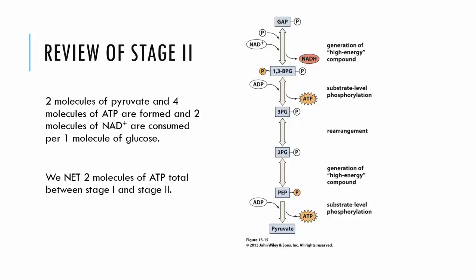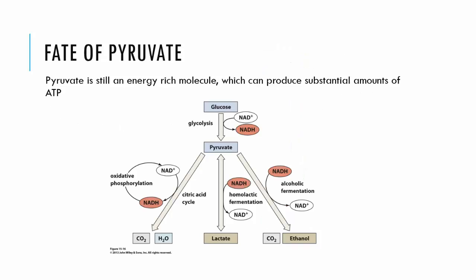Reviewing stage 2 of glycolysis, we see that we generate 2 molecules of pyruvate, 4 molecules of ATP, and 2 molecules of NADH. If you recall from stage 1 of glycolysis, we consume 2 molecules of ATP per molecule of glucose, meaning in the end we have a net gain of 2 molecules of ATP per molecule of glucose when we combine both stages. So now that we have generated 2 molecules of pyruvate per glucose, what happens to pyruvate?